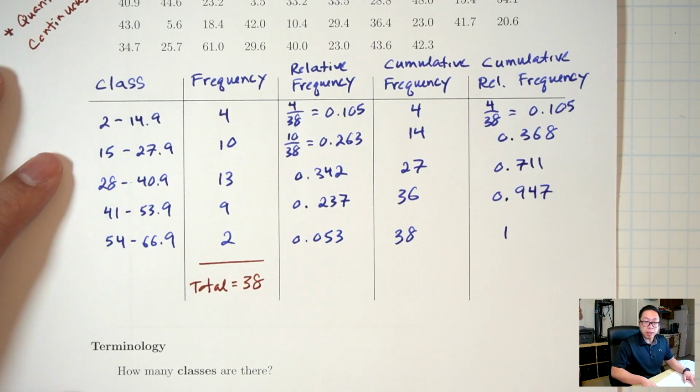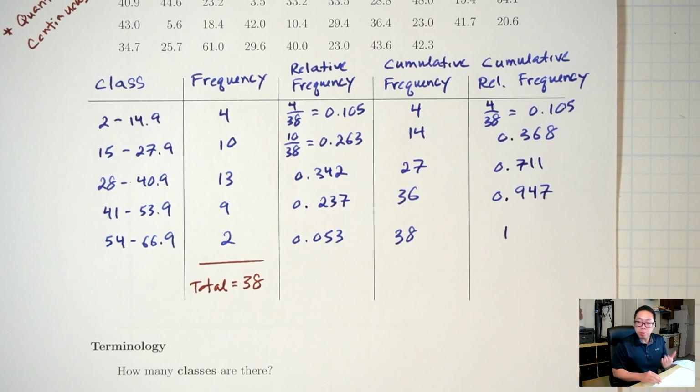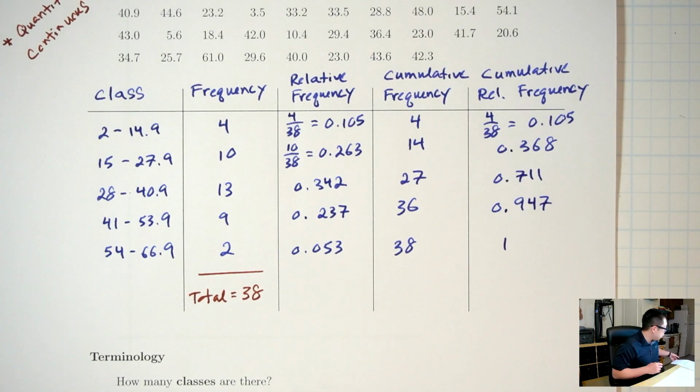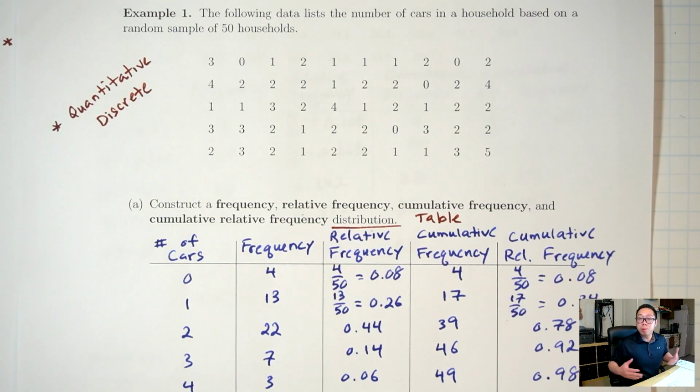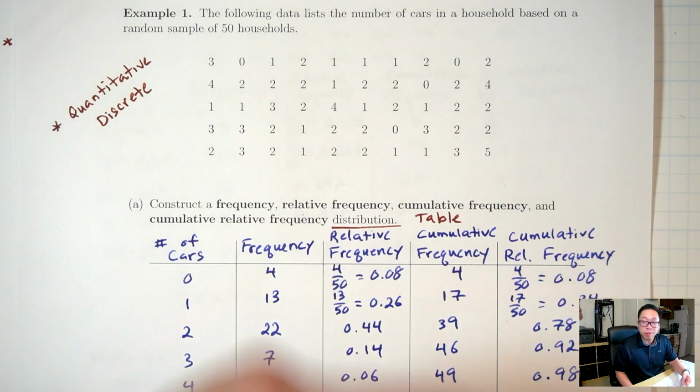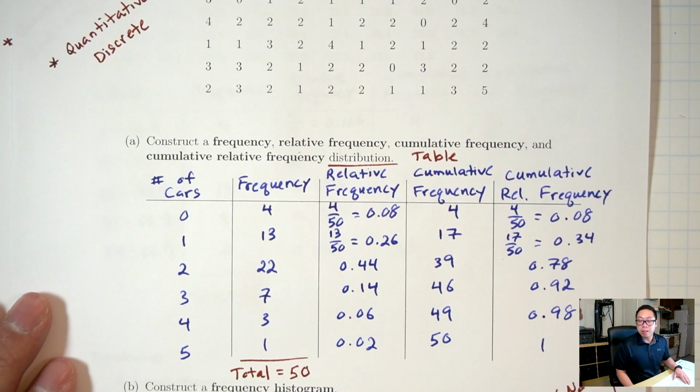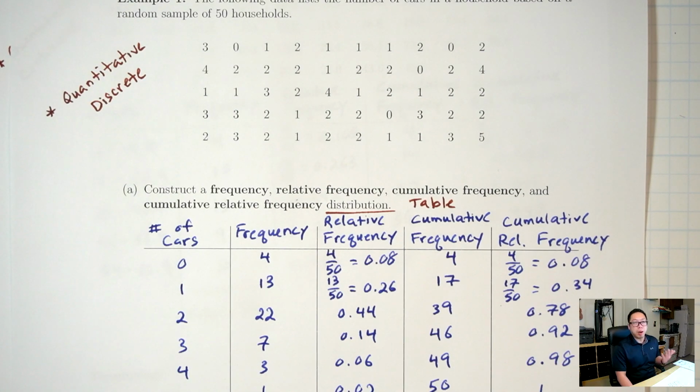So you break up the data into ranges or chunks. You can also do this for discrete data, especially if you have too many possible values. Here, it was only between 0 and 5, so we could have listed that easily. But if we're talking about Twitter followers, that could be from 0 to a couple million. So in that case, you probably do want to break up your data into chunks.